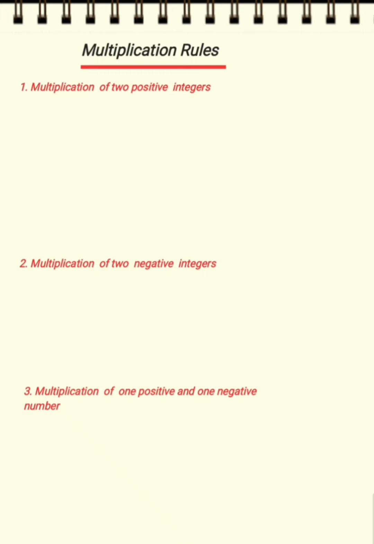Multiplication rule. First is multiplication of two positive integers. If a is 2 and b is equal to 3, both are positive integers, then a multiplied by b is equal to 2 into 3, which means 6.